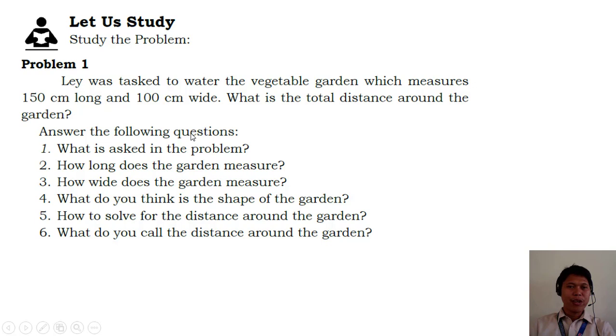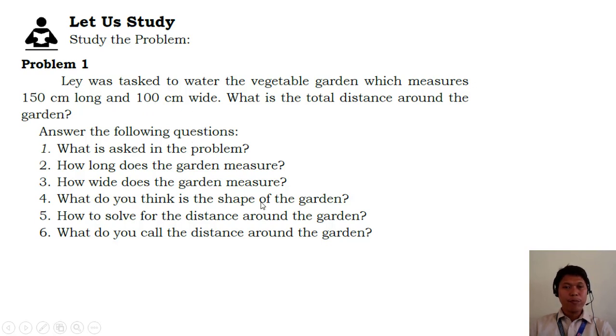Let's try to answer the following questions. What is asked in the problem? Of course, it is asking for the total distance around the garden. Number 2: how long does the garden measure? It is 150 centimeters long, as stated in the problem. How wide does the garden measure? It is 100 centimeters wide.